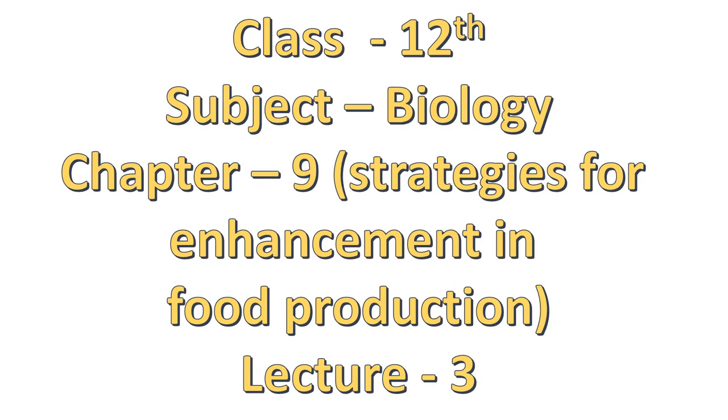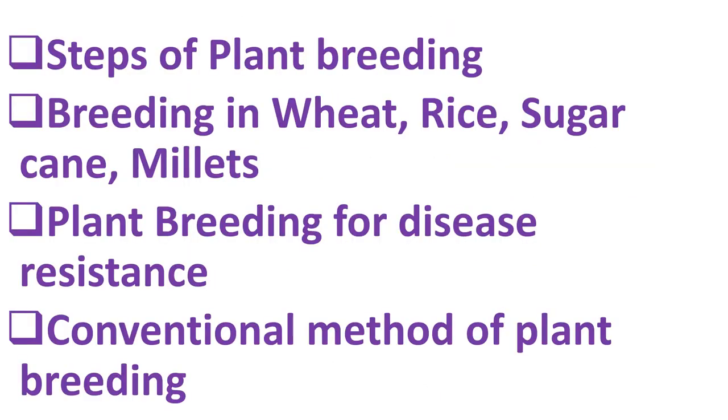Good morning students, this is 12th class biology, lecture 3 of chapter 9, strategies for enhancement in food production. Topics to be discussed today are steps of plant breeding, breeding in wheat, rice, sugarcane and millets, plant breeding for disease resistance and conventional method of plant breeding.